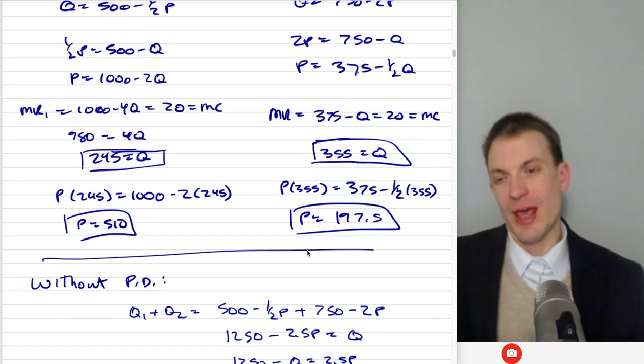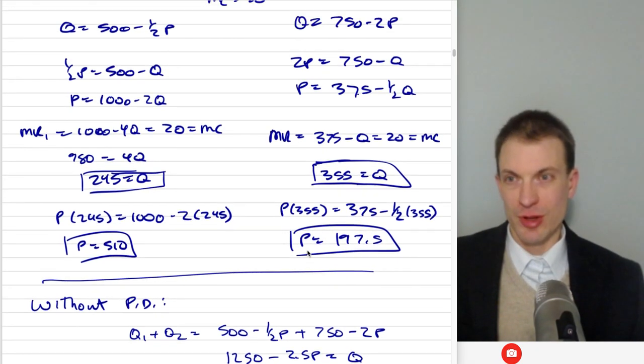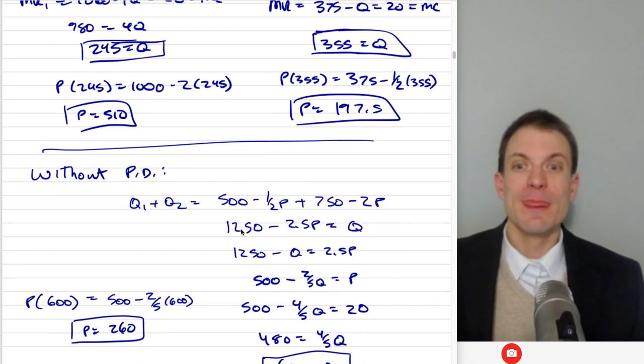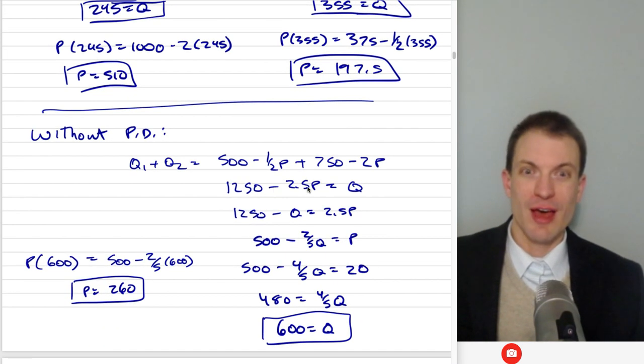Now I want to find out what happens without price discrimination. So what I'm going to do is sum up segment 1 plus segment 2. That's going to be 500 plus 750 minus 2.5 P, right? So that's going to be 1250 minus 2.5 P is equal to Q. 1250 minus Q is equal to 2.5 P, or 500 minus 2/5 Q is equal to P.